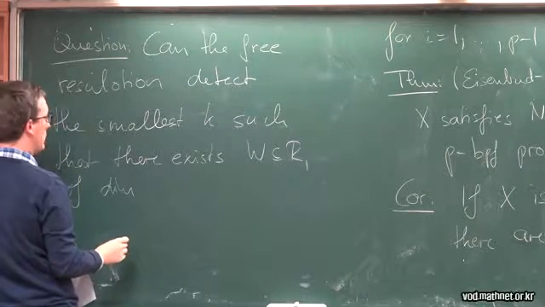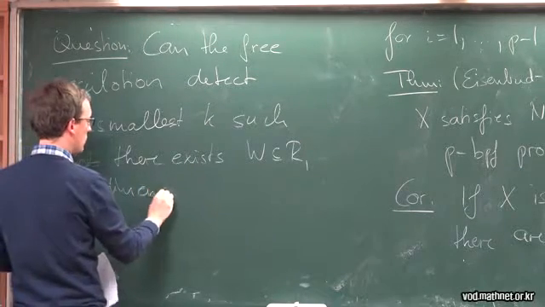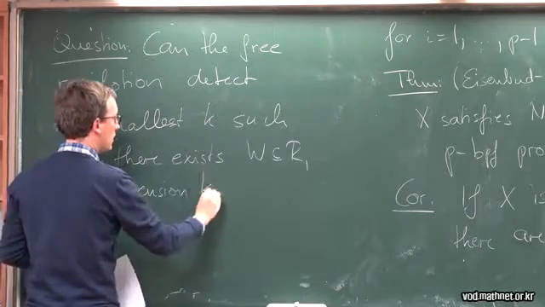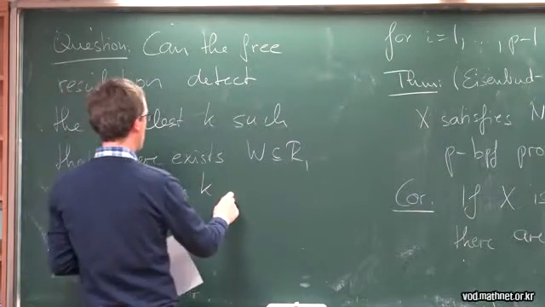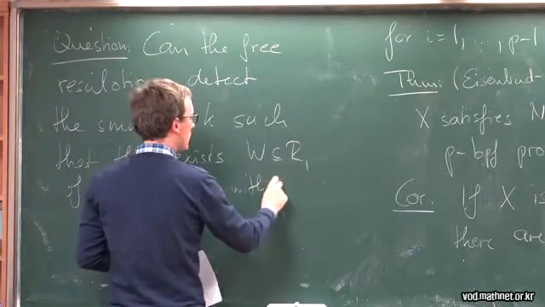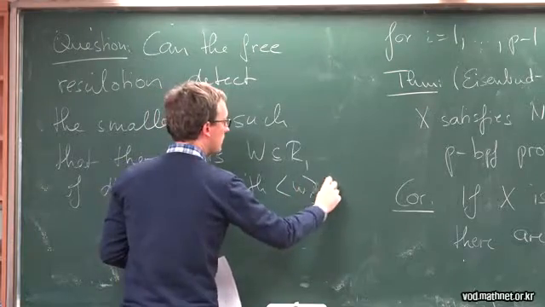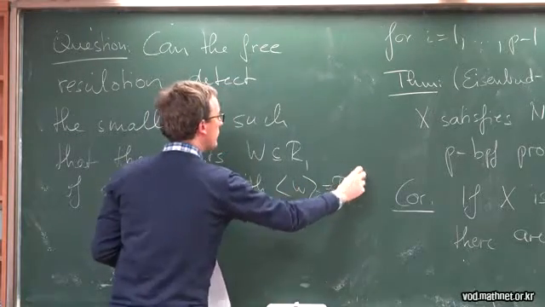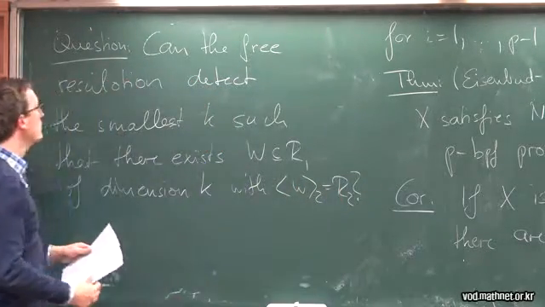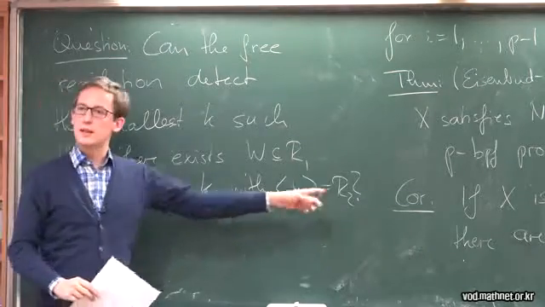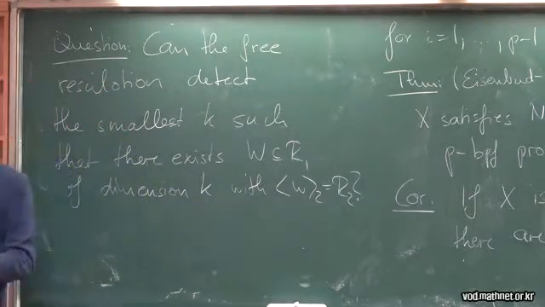Now I'm saying it the wrong way. No, it's okay. Of dimension k with it generates R2. Oh, wait. The smallest k such that there is one that generates R2.